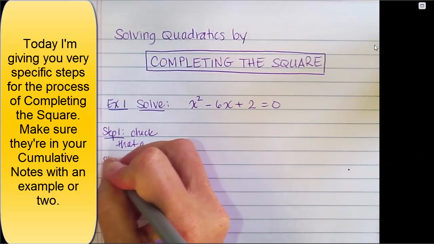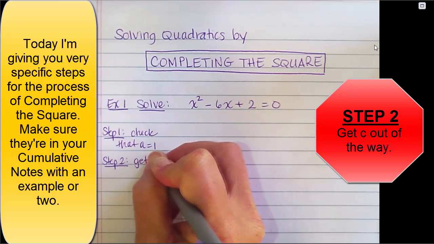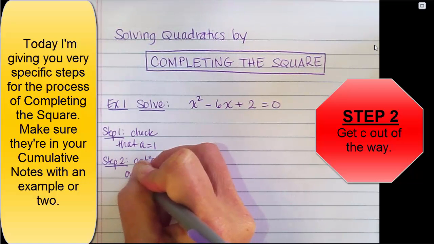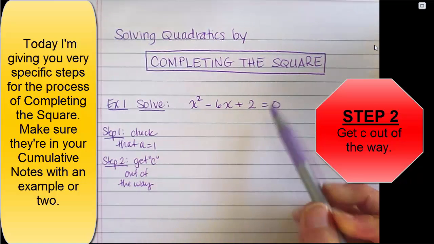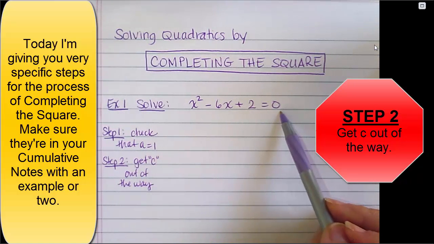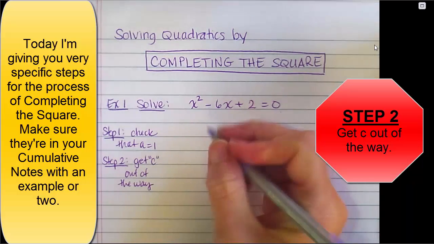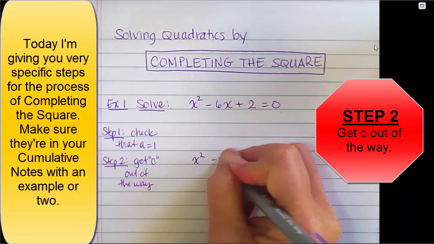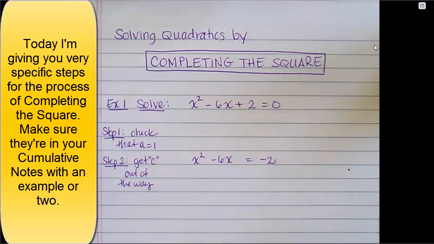For step 2, we need to get c out of the way. So in other words, we're going to move our c term over to the 0 side. So here we'll subtract 2 to get c out of the way. And we have x squared minus 6x equals negative 2.